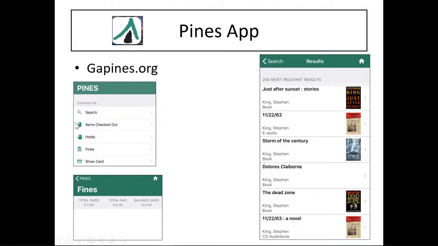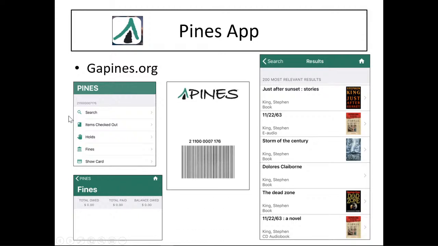Now a big one is if you need to show your library card, boom, there's your library card right there, and you can pull that up and it can be scanned. So if you don't have the little dongle thing on your keys with your library card on it, you can pull it up this way and of course scan it, and you're ready and you're good to go.